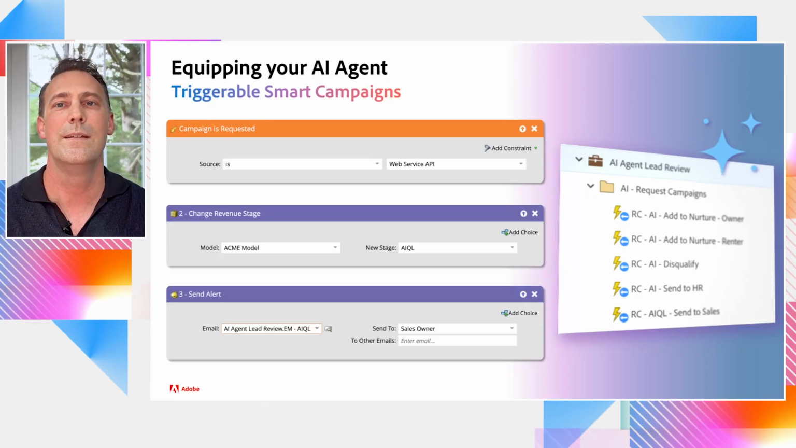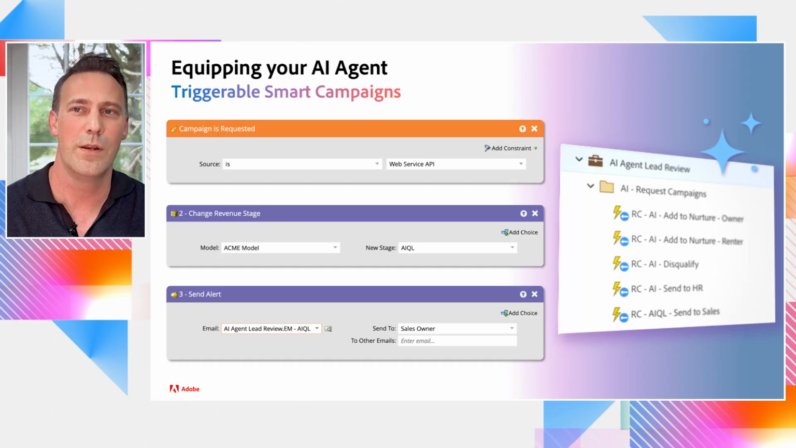And here we can send an alert to sales as well. When we add these smart campaigns as tools for our agent, we can explain in just plain text what they're for and when they should be used. This gives us additional control because in the future, if we change our minds on the specific actions that should be taken, we can just update them directly in Marketo.